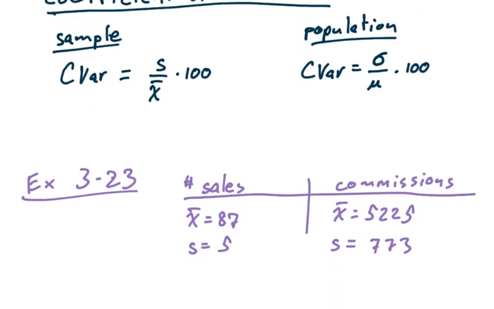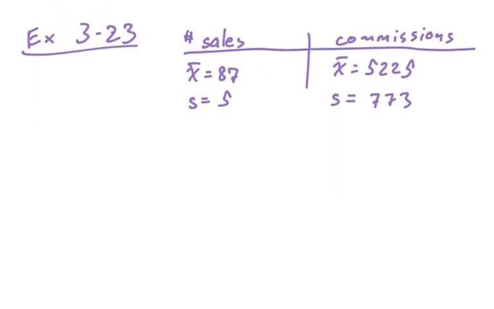All right, just a quick example of this. Let's take a look at example 3-23. This is pertaining to automobile sales. It says the mean number of sales of cars over a 3-month period is 87, and the standard deviation is 5. So that's what I've got recorded over here for our sales. And then the mean of the commissions is $5,225, and the standard deviation is $773. So here is the information for these two different data sets.